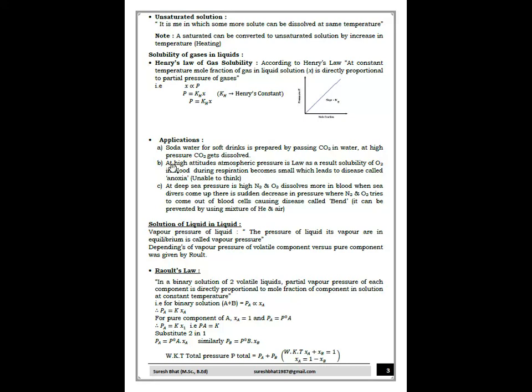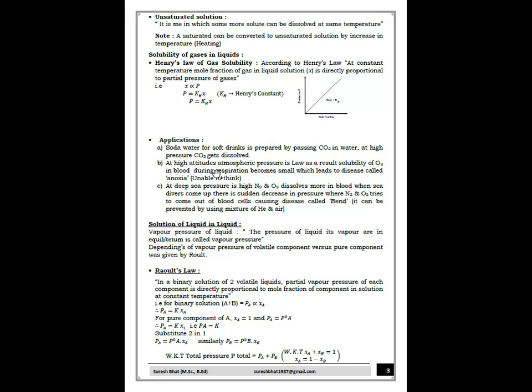Now, coming to the second application, at higher altitudes, the atmospheric pressure is low. As a result, the solubility of oxygen in blood during respiration becomes small, which leads to a disease called anoxia. Right? So what is happening there is that at a higher altitude, there is a high atmospheric pressure. What will happen if there is high atmospheric pressure? Oxygen gets more soluble in the blood, during which respiration becomes small, right? So that leads to a disease called anoxia. What is anoxia? The incapability to think, right?